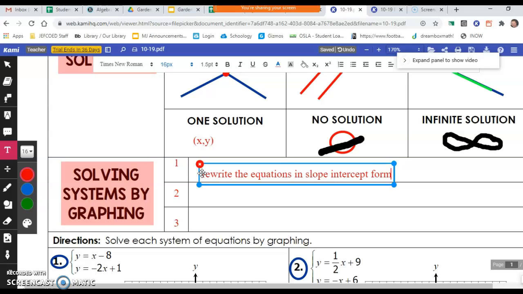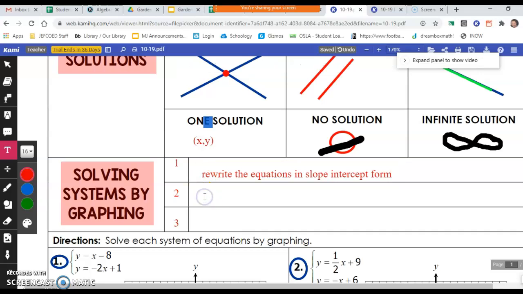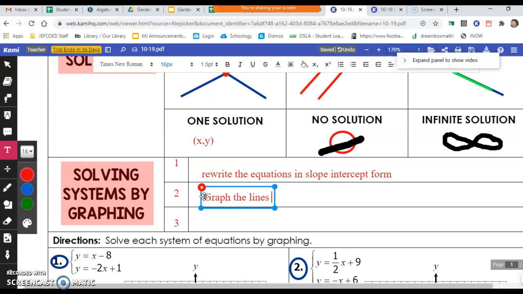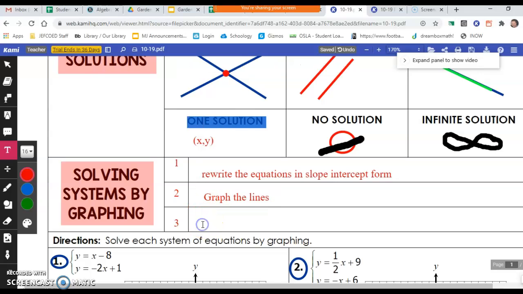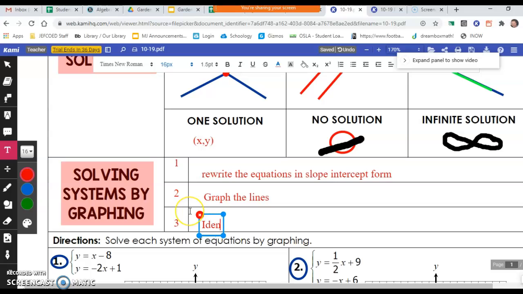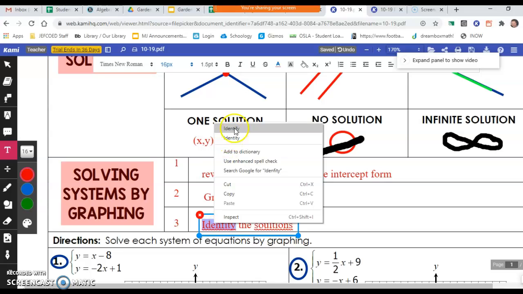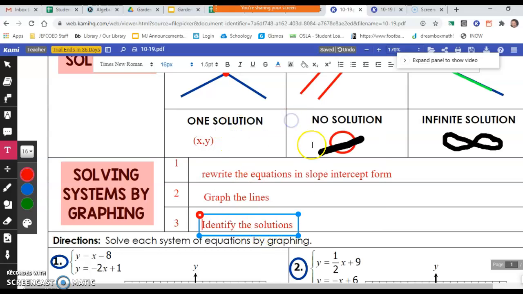Now, some of those equations may already be in slope intercept form, so you get to go ahead and check that off and skip that step. Okay, step 2 is graph the lines. So for each equation, you'll graph a line for that equation. The second or third equation, you'll graph a line for that one. Okay, and then number 3 is very simple. After you graph them, you identify the solutions. Okay, you identify the solution.